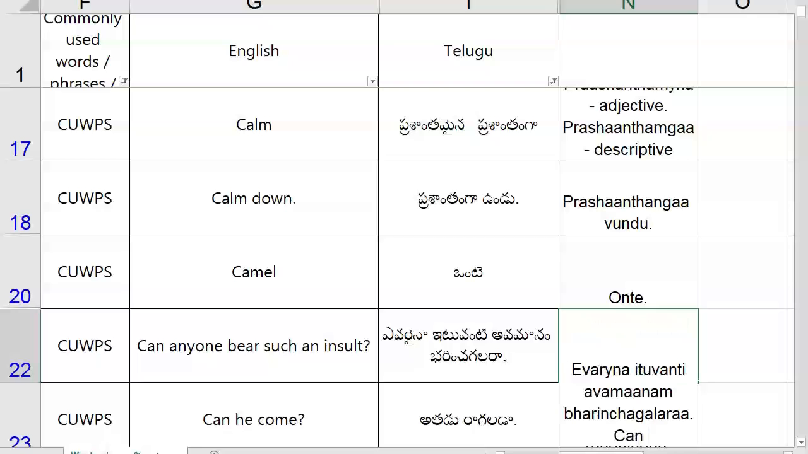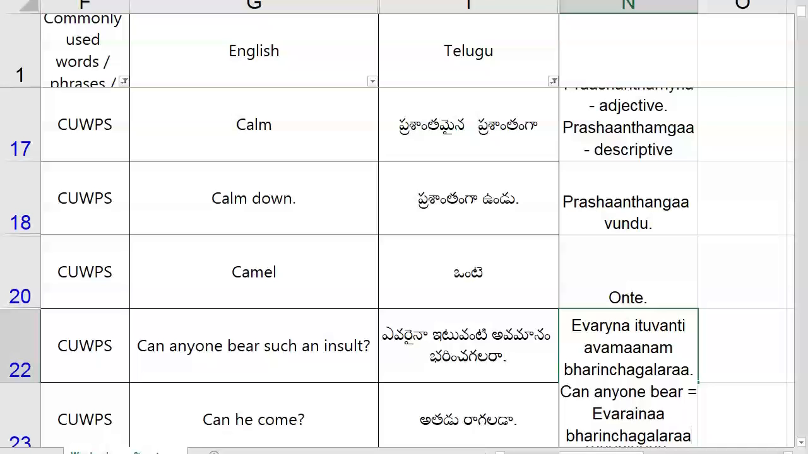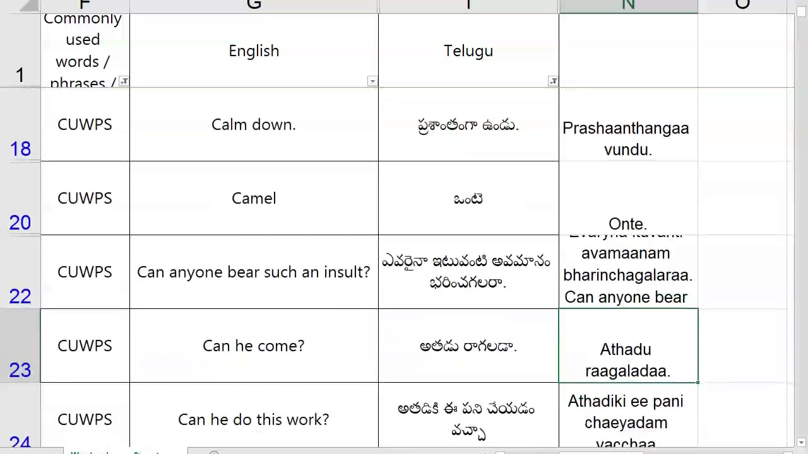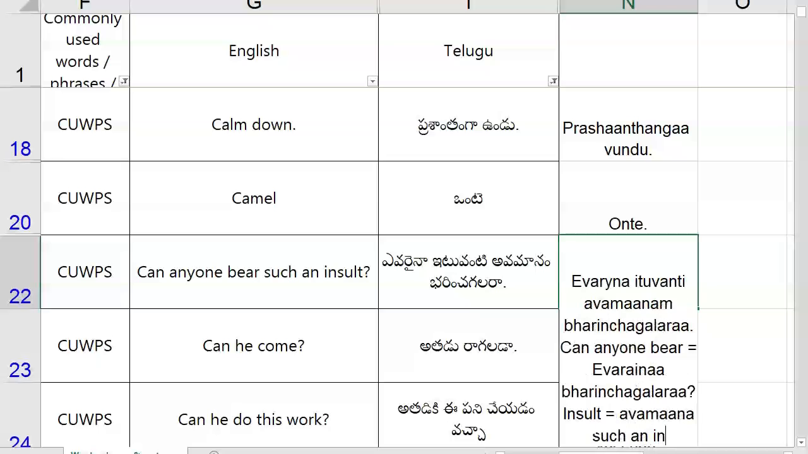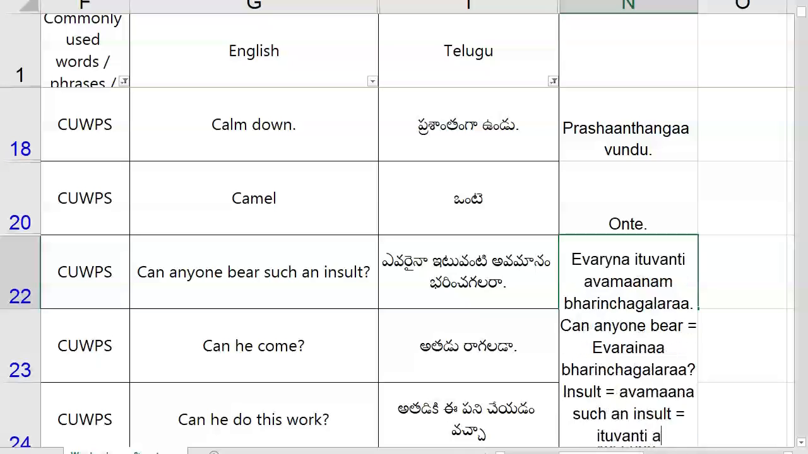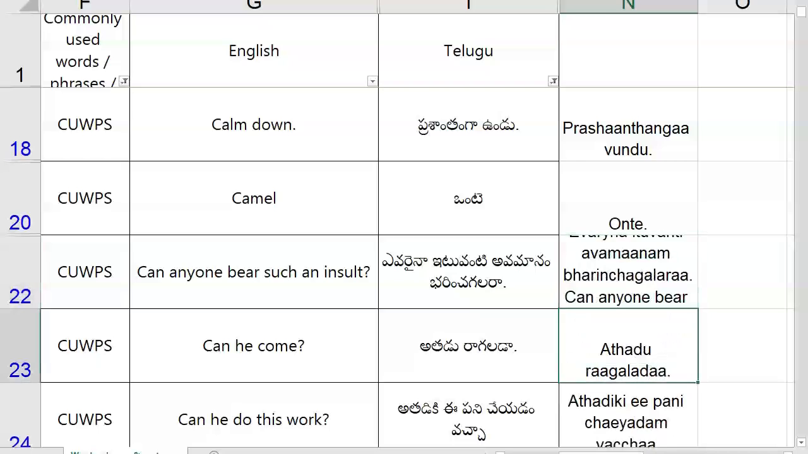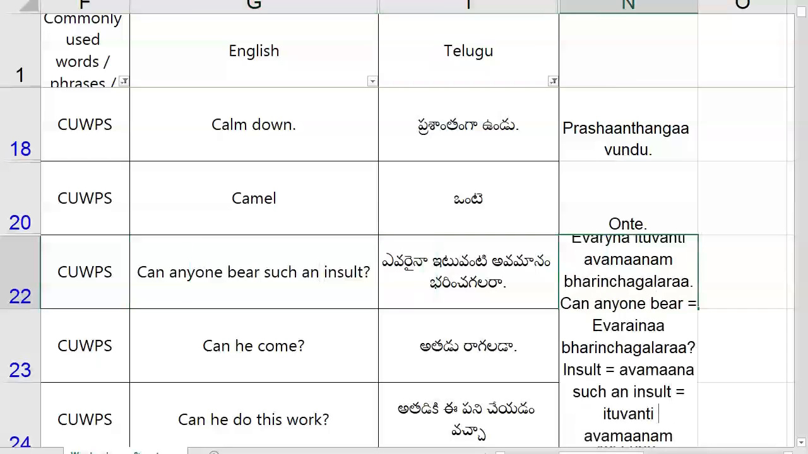Okay, can anyone bear means ఎవరైనా సహించగలరా or భరించగలరా. ఎవరైనా భరించగలరా. Such an insult: insult means అవమానం, and such an insult, this is a phrase, so we can say ఇటువంటి అవమానం. So whenever you have a word along with such an or such a, you can use ఇటువంటి, then translate the following word.